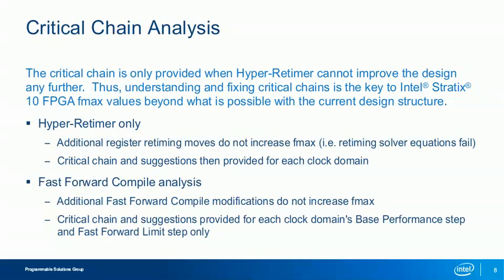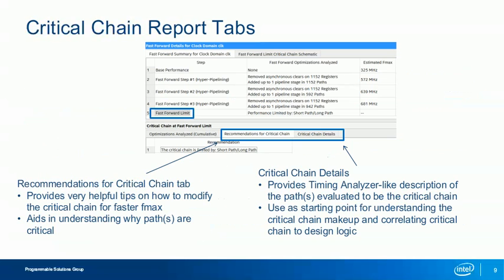As a result, understanding and fixing critical chains is key to reaching the fastest clock speeds for your designs, speeds beyond those possible with the current RTL. The screen capture on this slide shows a diagram of a fast-forward report. As you can see, the fast-forward limit step or stage is being selected. As a result, in the tabs below, you can see the critical chain details report and the recommendations for critical chains report.